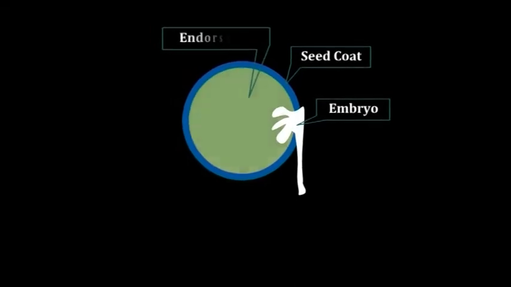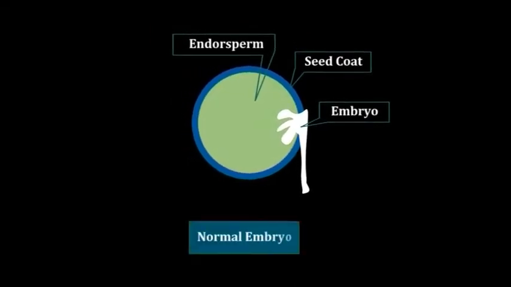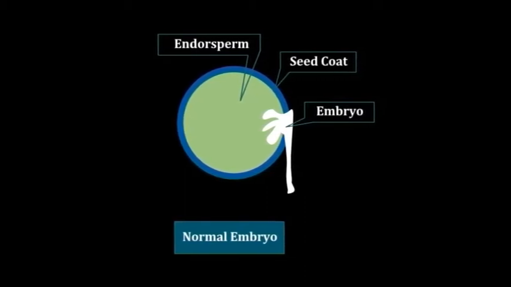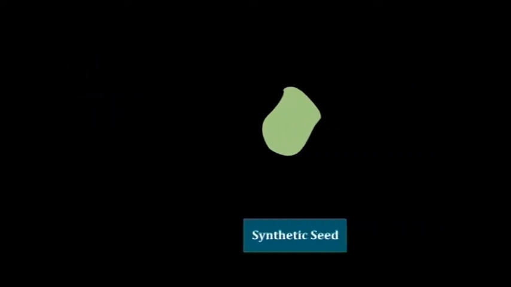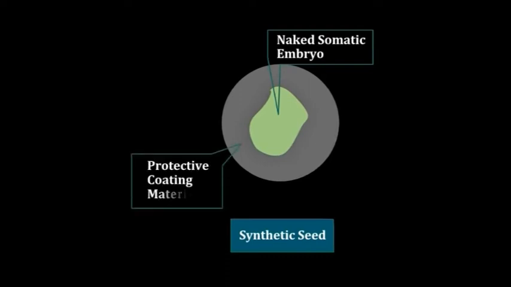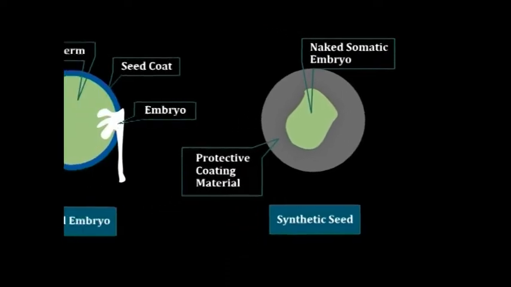The somatic embryos are developed from somatic cells in vitro, unlike zygotic embryos, which are obtained from fusion of male and female gametes. The normal zygotic embryos have a protected seed coat and endosperm, which provide nutrition to the developing embryos. The somatic embryos, on the other hand, lack both endosperm and protective covering. So, generally, the naked somatic embryos are enclosed in protective coating materials to produce synthetic seeds.